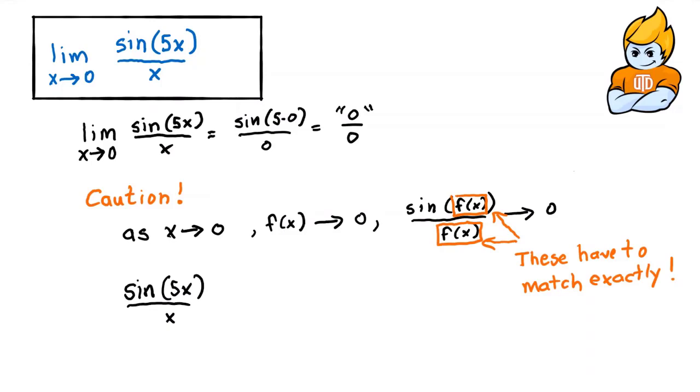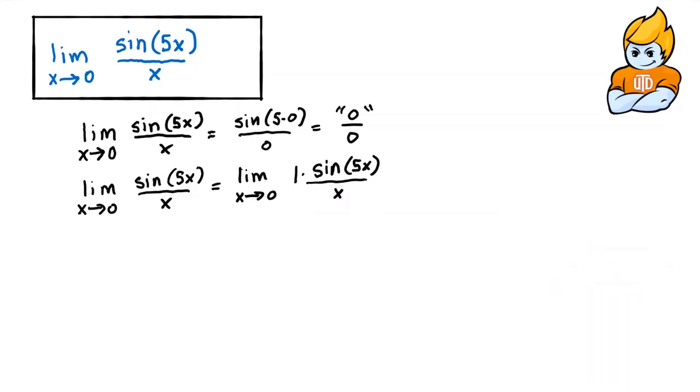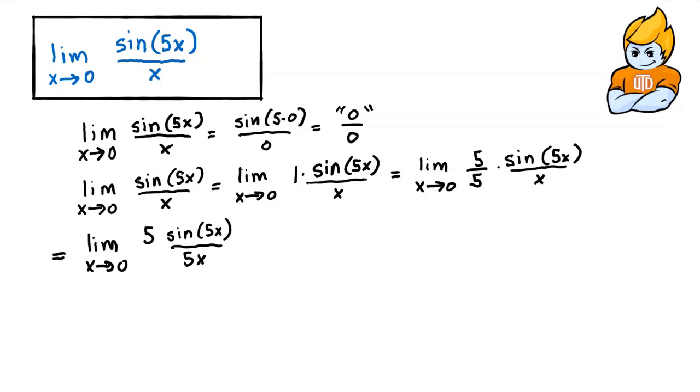In our problem, the function inside of the sine is 5x. But the denominator doesn't match that exactly. We're missing a factor of 5 in the denominator. We can remedy this situation by that old algebra trick of multiplying by 1. Rewrite 1 in the form of 5 divided by 5. Rearrange. Bring the 5 in the numerator in front of the limit statement.